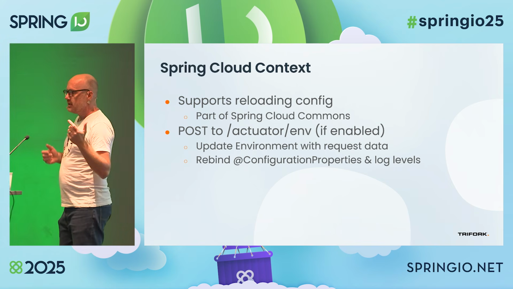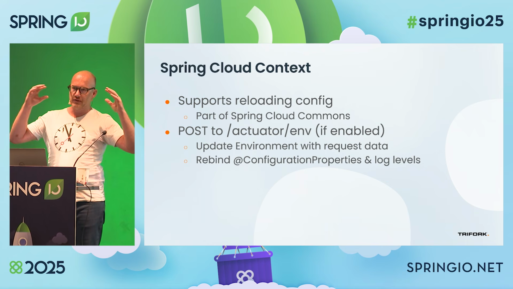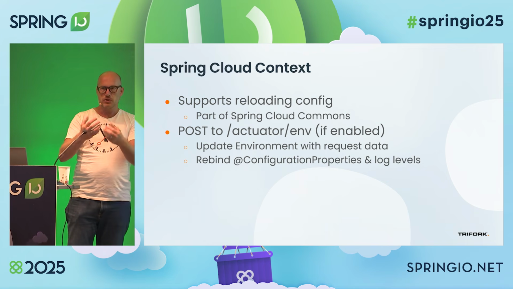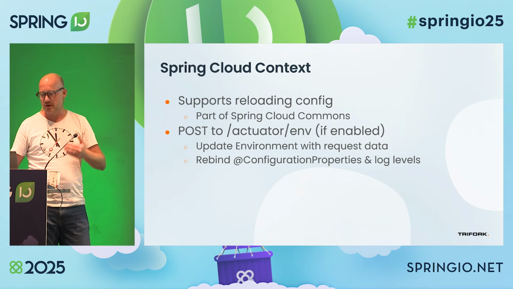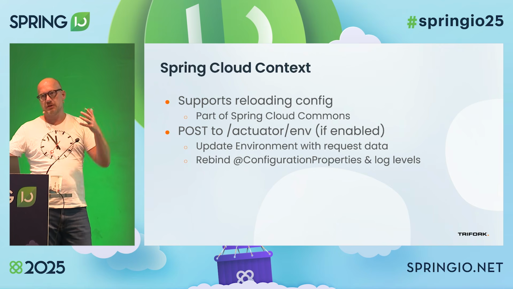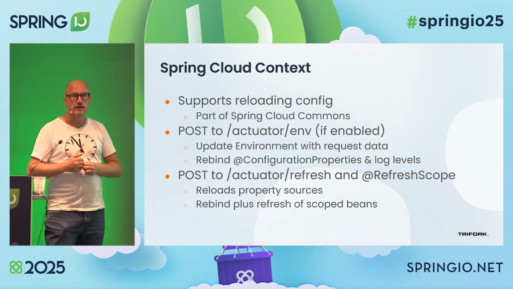What happens if you do this is that any beans that you may have that are annotated with configuration properties, so configuration is bound to them, will be rebound. So it's the same object still, but it gets new values that will be visible at runtime in your application. You can also change log levels with this. Not a super important use case because the actuator already provides a dedicated endpoint for updating logging.